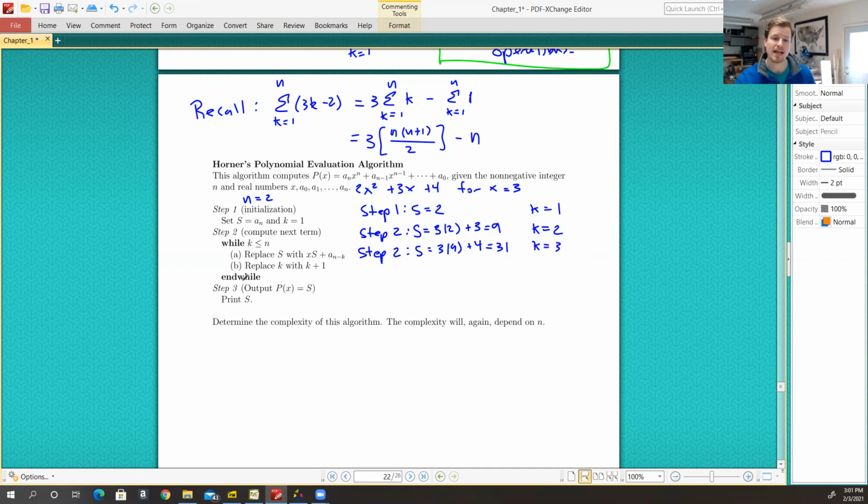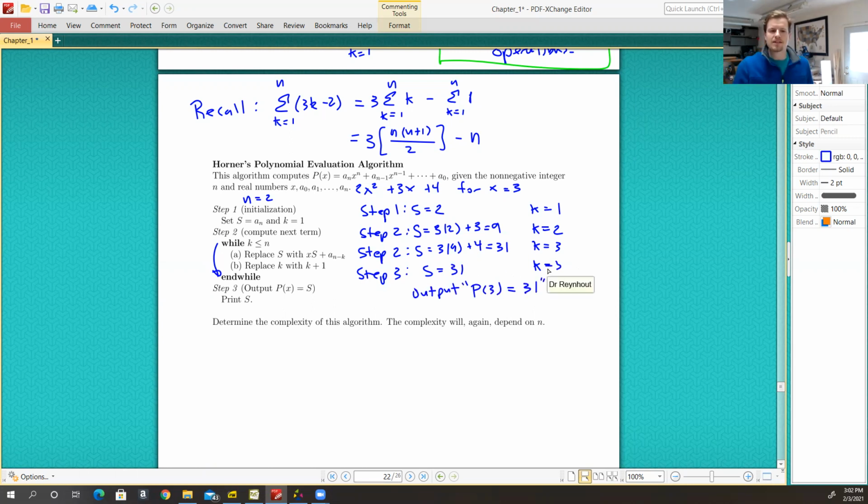All right, we get to the end while, and that brings us back to the top of the loop, and we say, is 3 less than or equal to 2? No, but we did have to perform that one additional comparison to kick us out of the loop. Now that we're out of the loop, we go all the way down to step 3. We have s is equal to 31. We have k is equal to 3, and we output p of 3 is equal to 31.